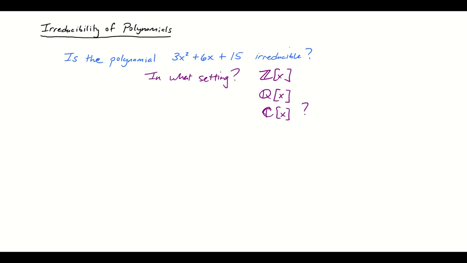Well, I guess they can't all three be different answers, because the answer is either no or yes. So two of them, by the pigeonhole principle, at least have to be the same. But we're going to find that this problem works out a little bit differently in each case. All right, so let's start with Z[x].